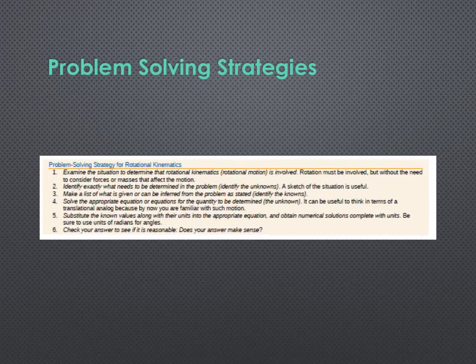Some problem-solving strategies. I know this is small. It's straight out of OpenStax, so if you want to go look at it, this is in the section on Rotational Kinematics. I want to point out a couple of things. This looks a lot like my problem-solving strategies.